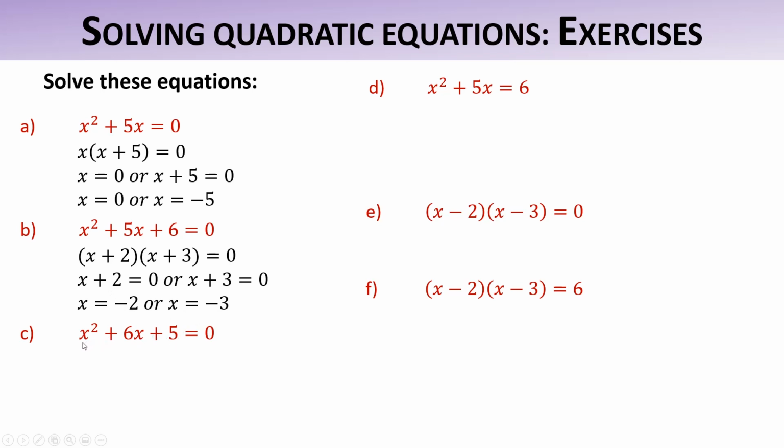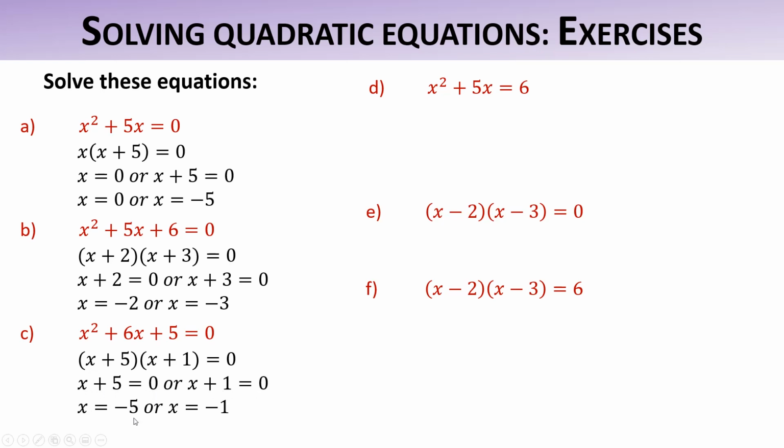Here we again have to use the sum product method, but now the sum is 6 and the product is 5. So our numbers are going to be 5 and 1, because 5 times 1 is 5 and 5 plus 1 is 6. So x plus 5 times x plus 1 is 0. So that means that x plus 5 is 0 or x plus 1 is 0. So x is minus 5 or x is minus 1.